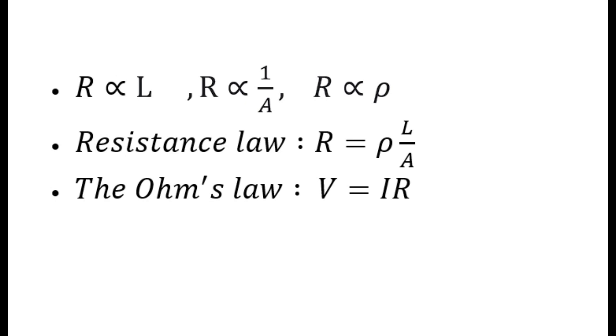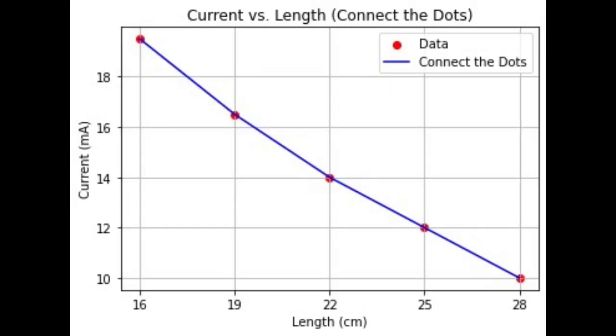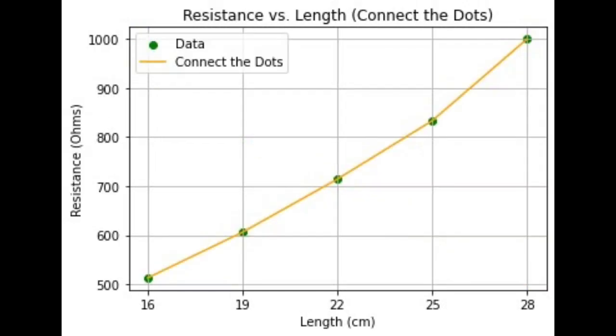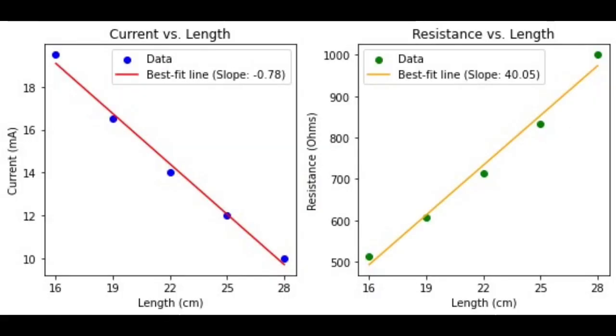I plotted the current versus length and resistance versus length graphs by using the data I collected. I also drew a best fit line for every graph. Later on, I used the theoretical and experimental data for calculating the error percentage.